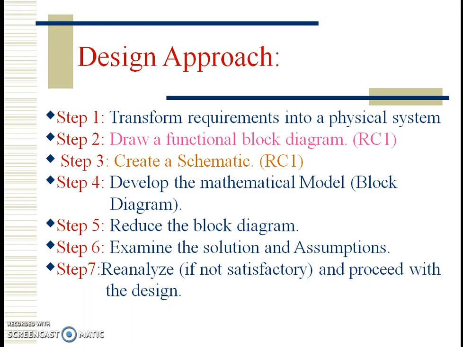The design approach in the control system involves a few steps, where the first step is to transform the requirements into a physical system so that a control system engineer can look into the problem very deeply. Then step 2 involves drawing the functional block diagram as well as creating a schematic. That has already been covered in the RC1, which is resource creation assignment 1.